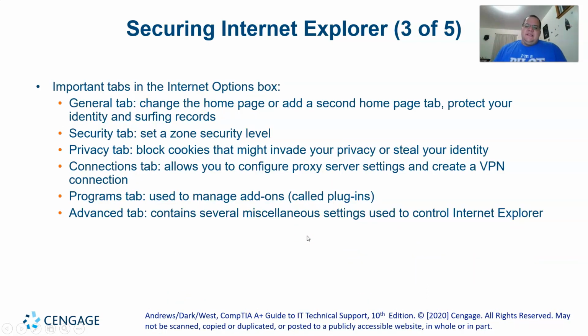The Security tab is to set the security zone. This is where you go in and say what you want to restrict. You can set it up to the top one and restrict everything like a server does, and then you have to go in and request what you need to access. Privacy blocks cookies that might take your privilege or steal identification. This is also where you set up a proxy server if you need to use a VPN.